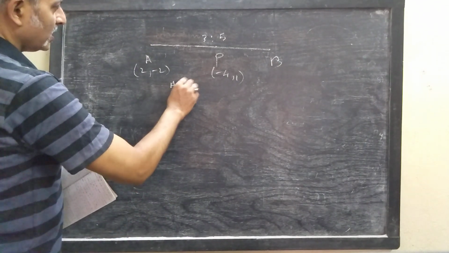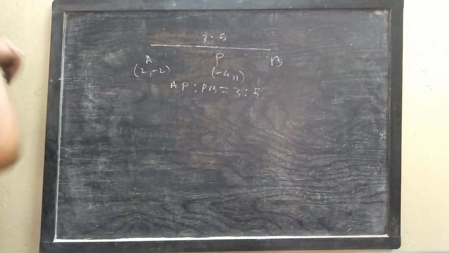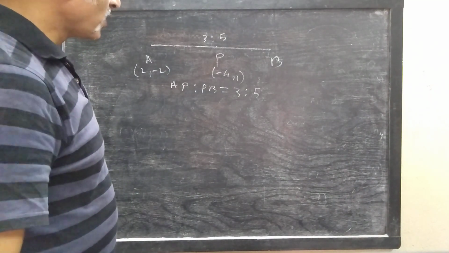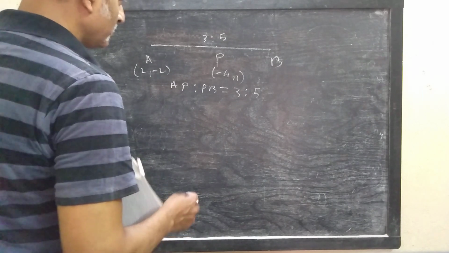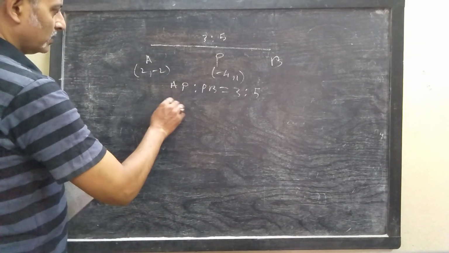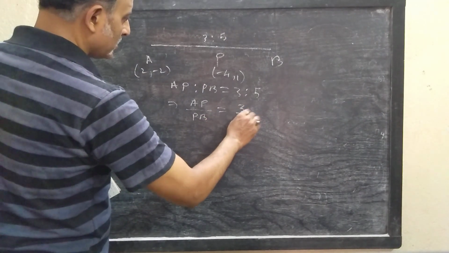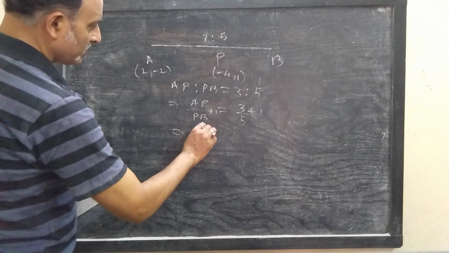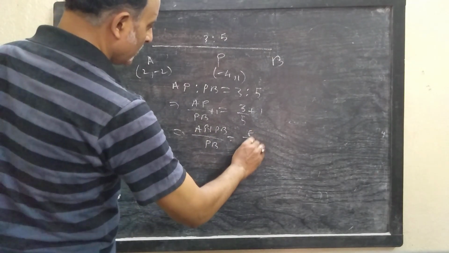Look, here you are given AP is to PB is 3:5. Here also you can apply the two methods that I have shown in the previous question. So I am here exploring the second method. Now AP is to PB is 3:5, so you have to find AB is to BP. How can you find this? You have AP by PB is 3/5. Just add 1 to both sides. So it will become (AP plus PB)/PB equals 8/5.